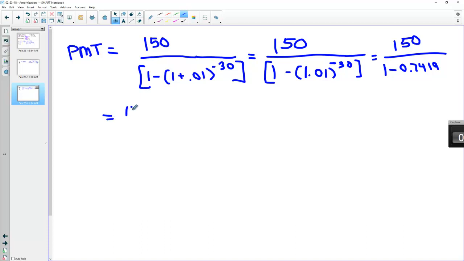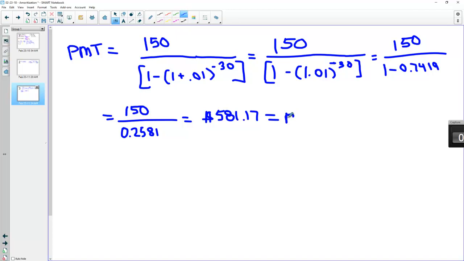Then we have 150. 1 minus 0.7419 is going to be 0.2581. Okay, getting close. Now I'm going to take 150 and divide it by 0.2581, and it's going to be 581.17. The actual answer is 22 cents, but this is close. And that equals PMT.